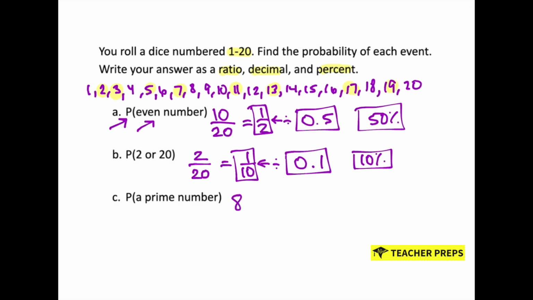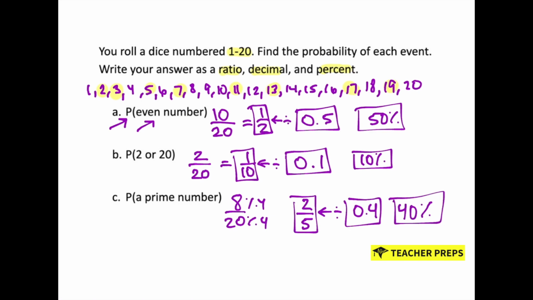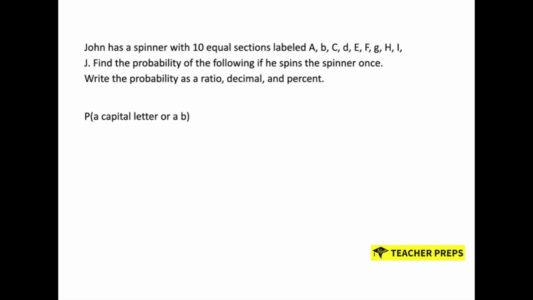That's 8. So we have 8 out of the 20 numbers. We can simplify that by dividing 4 out of both numbers. That gets us 2 over 5. To turn it to a decimal, we can divide, which gets us 0.4, and then move that decimal place over to get 40%. So we have our fraction, our decimal, and our percent. Go ahead and pause the video and try this one on your own. Now let's see how you did.